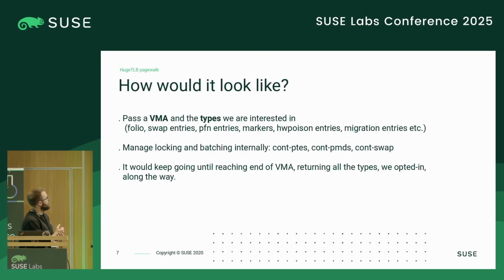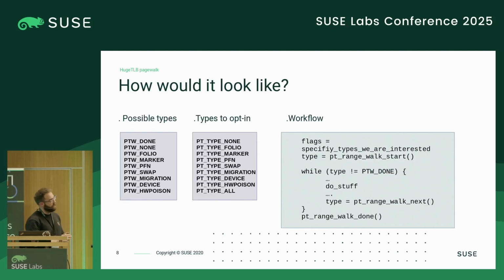And as I said, it will manage locking and batching internally. For instance, contiguous PTEs, PMDs, and contiguous swap entries as well. And it will keep going until reaching the end of the VMA, returning all the types you opt in along the way. So that's kind of the idea.